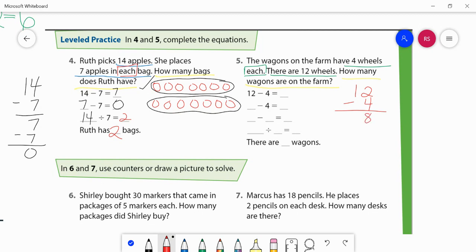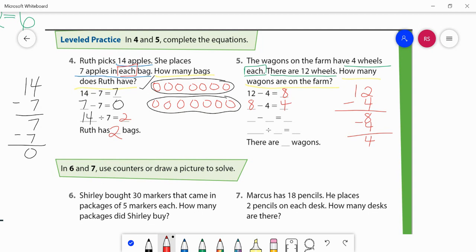12 minus 4 is 8. So let's fill that in. 12 minus 4 is 8. So this is telling me that the first wagon has 4 wheels. Okay, I still have 8 wheels left. So let's subtract 4 more. Let's do 8 minus 4 more. Because remember, we're subtracting 4 until we do not have anything left. 8 minus 4 is 4.